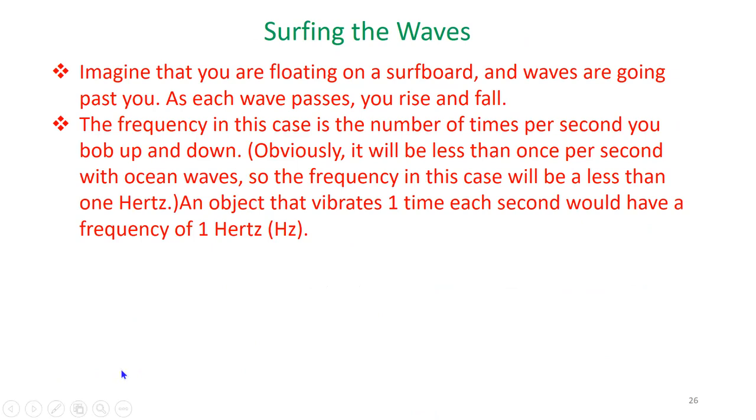Imagine that you are floating on a surfboard and waves are going past you. As each wave passes, you rise and fall. The frequency in each case is the number of times per second you bob up or down. Obviously, it will be less than 1 per second with ocean waves. So the frequency in this case will be less than 1 hertz. An object that vibrates one time each second would have a frequency of 1 hertz.